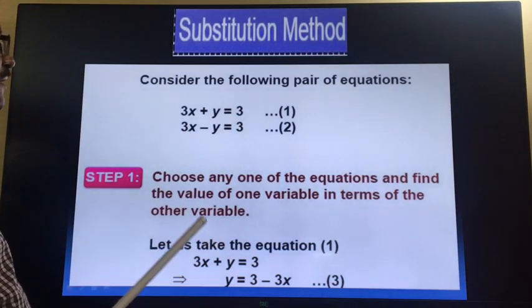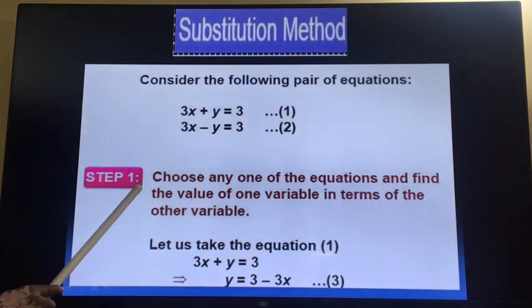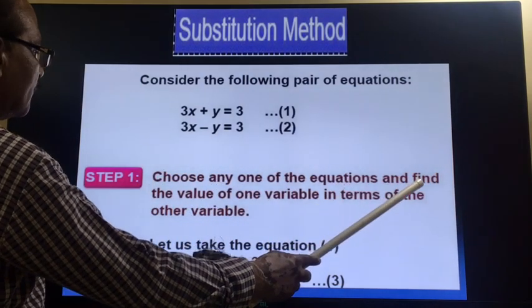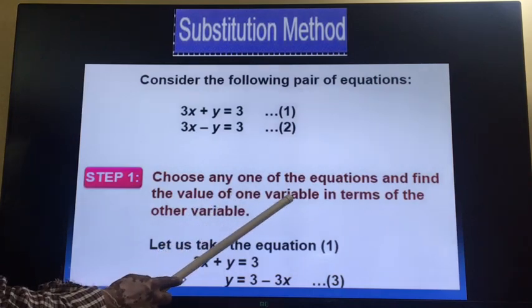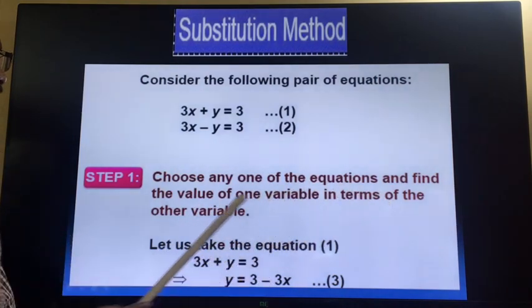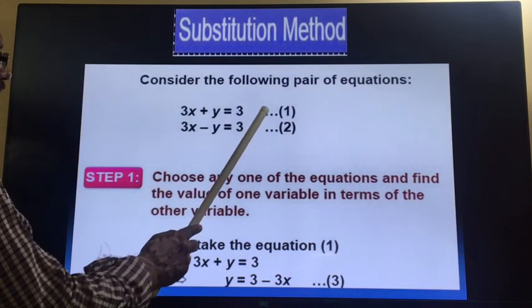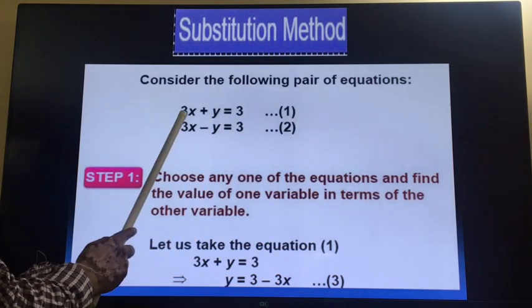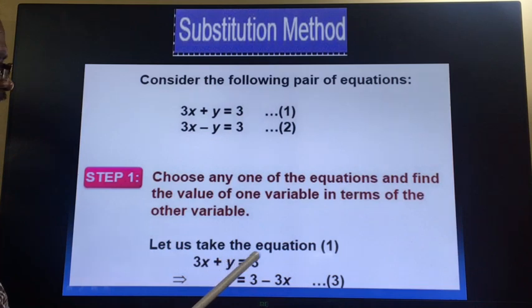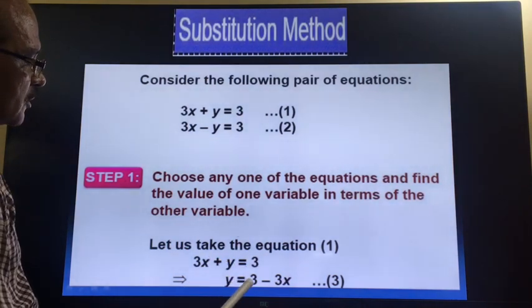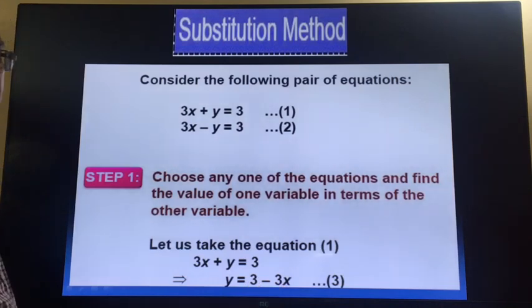So in this case, step 1: choose any one of the equations and find the value of one variable in terms of the other variable. Let us take equation number 1, 3x plus y is equal to 3. So y is equal to 3, and 3x we will transfer to that side. We will get y is equal to 3 minus 3x. So after transferring, we got the value of y in terms of x.